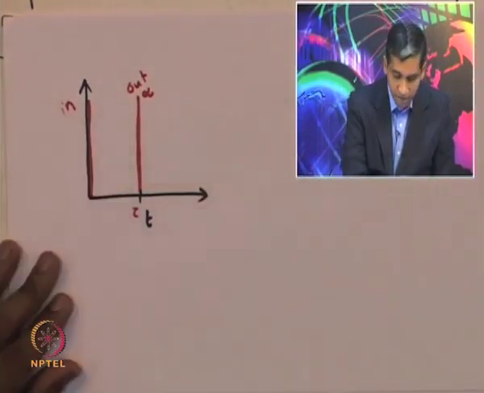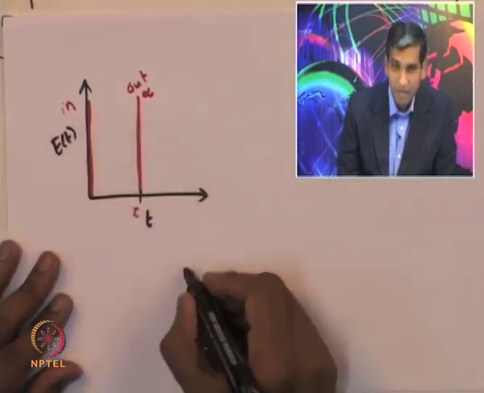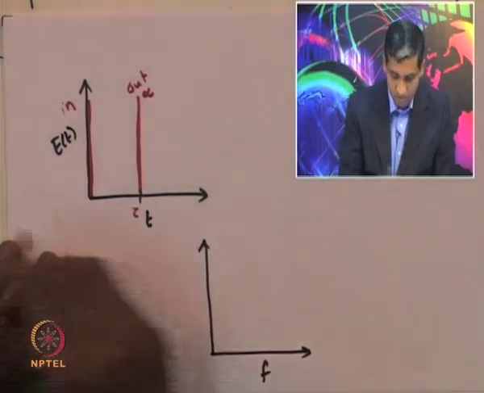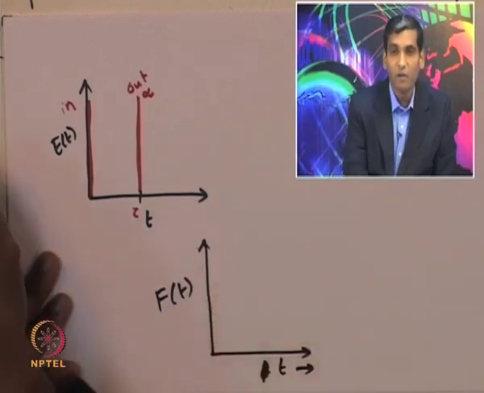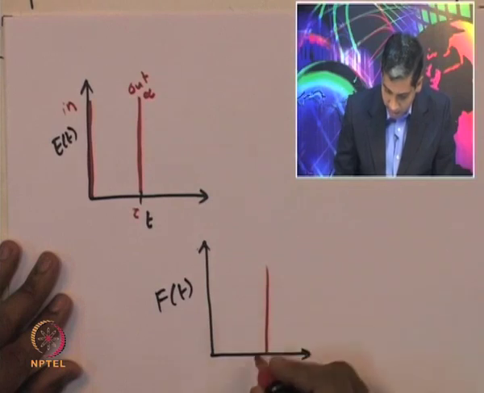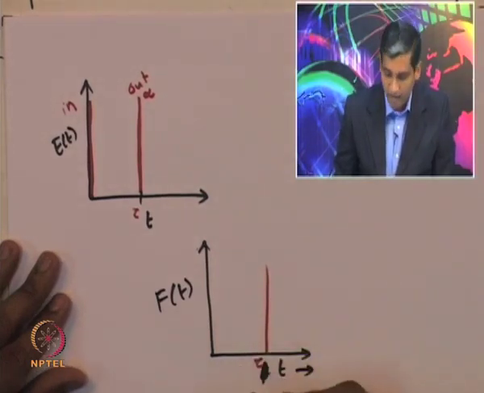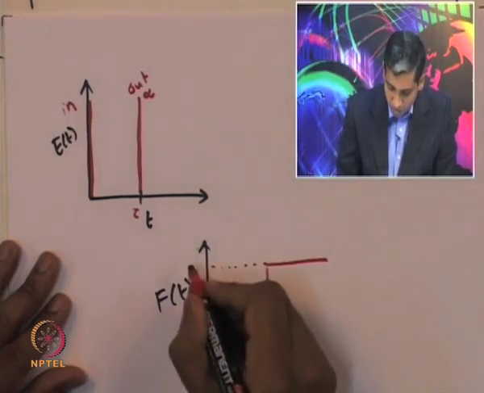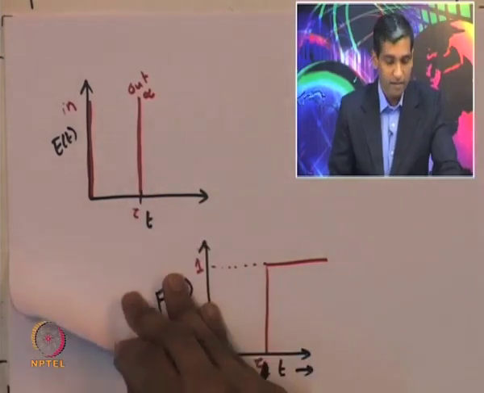Okay. So this is the E curve, and now suppose I look at the F curve of the reactor. Exactly at t equal to tau, that is the space time or the mean residence time of the plug flow reactor, the F value will be exactly equal to 1. So, that is the E curve and the F curve for a plug flow reactor.